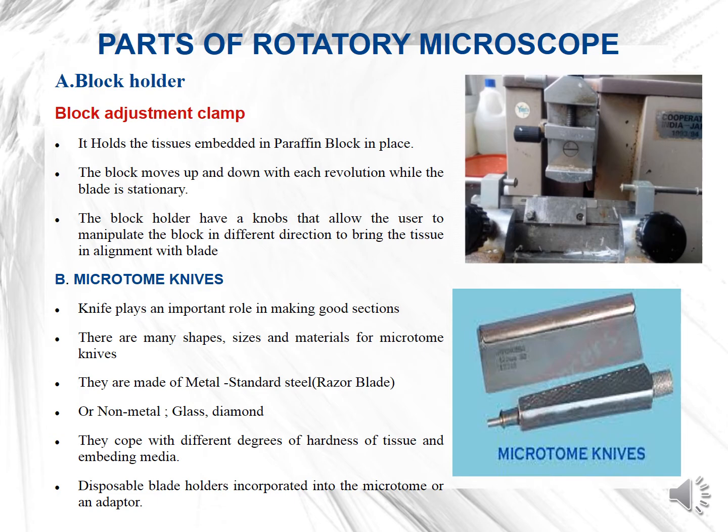Next is the microtome knife. This is one of the important things in the microtome, and it plays a very important role in making good sections. They are of many types, sizes, materials, etc. They are made up of metal, standard metal, or non-metal like glass and diamond. They cope with different degrees of hardness of tissue embedded. Disposable blade holders are incorporated into the microtome or in an adapter.